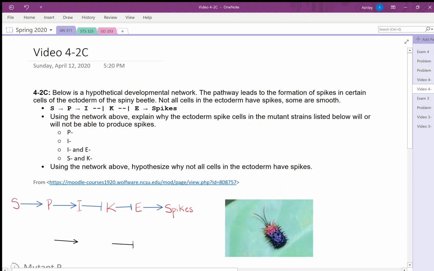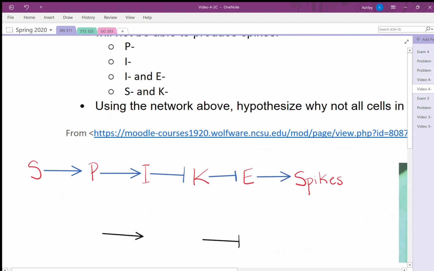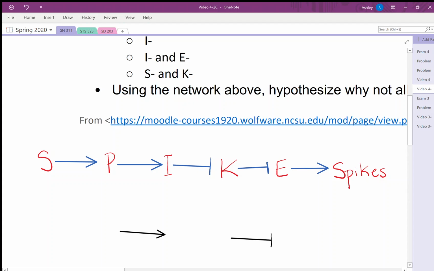Hi, so today I'll be discussing the spiny beetle development network. We are given that the normal pathway for the formation of spikes is that S stimulates P, which stimulates I, which inhibits K, and K inhibits E, which then stimulates the formation of spikes. Arrows represent that the previous item must be present for the latter to be expressed.